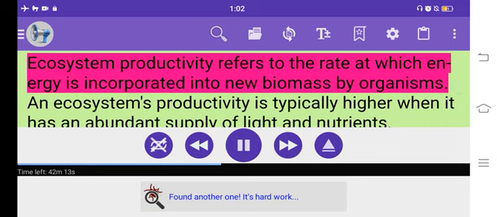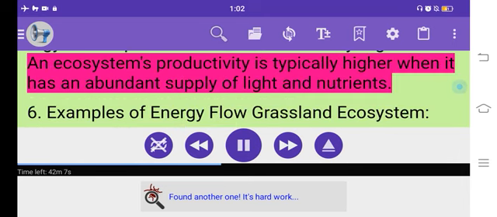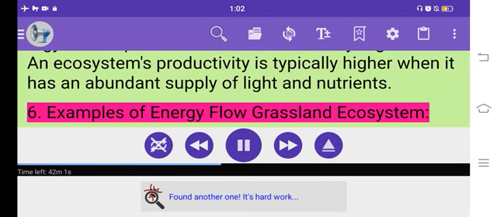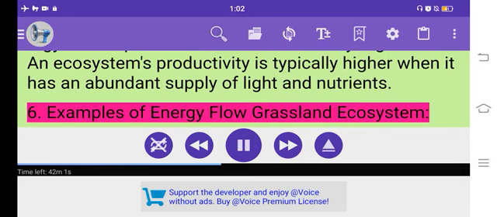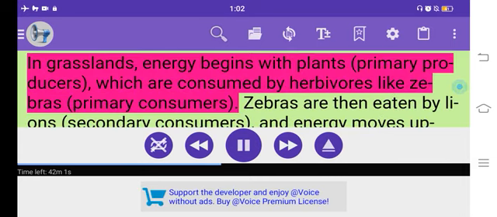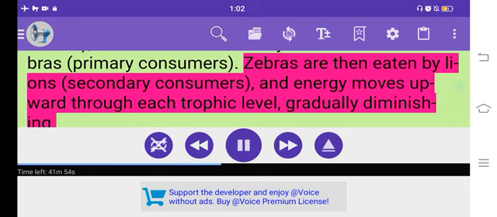Ecosystem productivity refers to the rate at which energy is incorporated into new biomass by organisms. An ecosystem's productivity is typically higher when it has an abundant supply of light and nutrients. 6. Examples of energy flow. Grassland ecosystem. In grasslands, energy begins with plants, primary producers, which are consumed by herbivores like zebras, primary consumers. Zebras are then eaten by lions, secondary consumers, and energy moves upward through each trophic level, gradually diminishing.